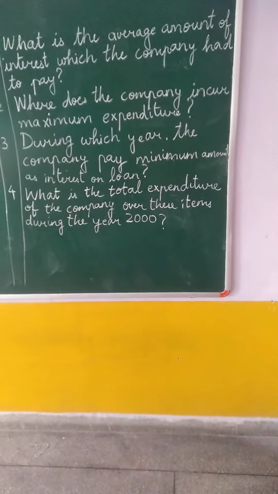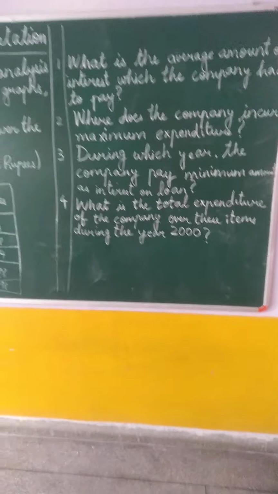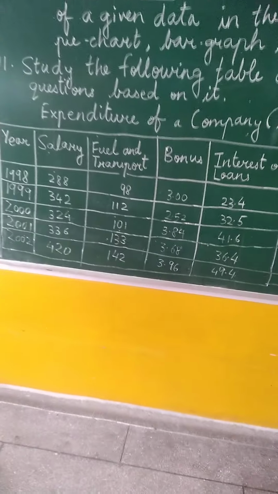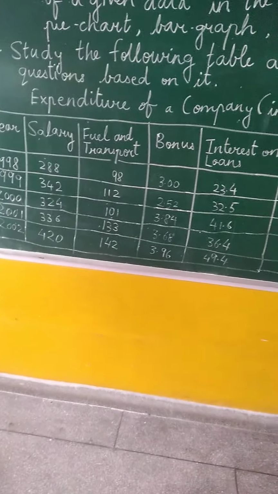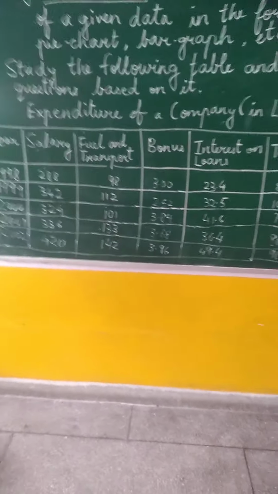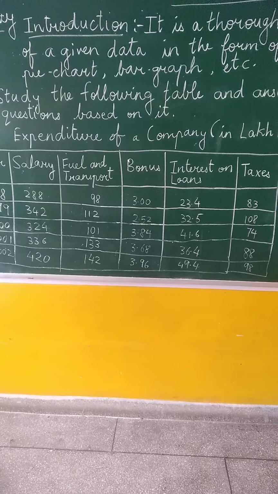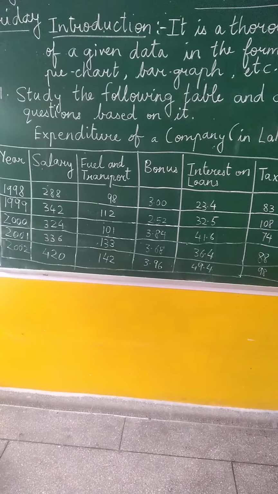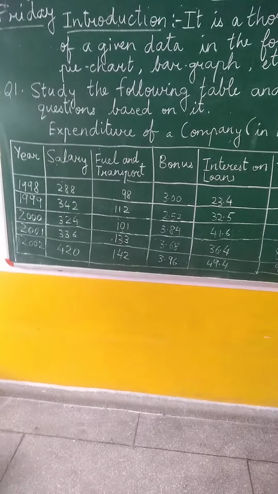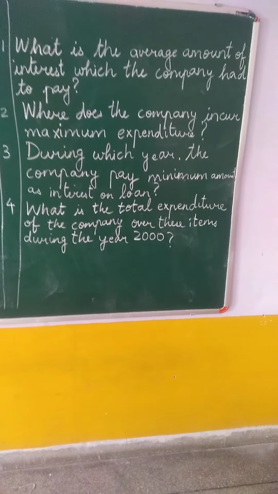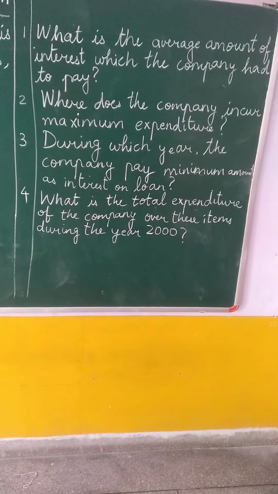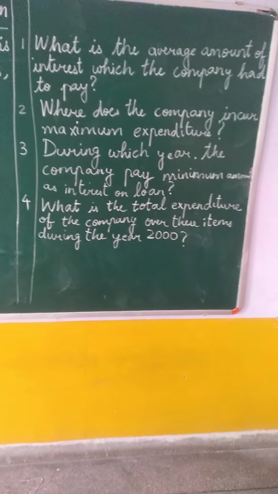Then second question, where does the company incur maximum expenditure? Again, in order to find out where the company spends the maximum expenditure, we will move back to our table. We will just analyze it. You can look at the head, salary. The maximum expenditure is incurred as compared to fuel and transport, bonus, interest and loan and taxes. So where is the company incurring maximum expenditure? Salary. Clear? So how to write the answer? The company incurs maximum expenditure on salary. Clear? In this way you will write the answer.